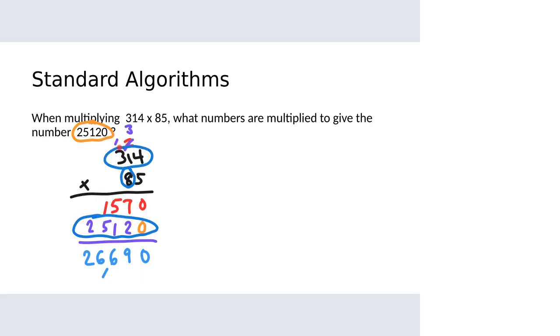And the key here is that it's not 8 times 314, it's 80 times 314, because that 8 is in the tens column. So 80 times 314 is what gave us this number. It's important to know that we bump over this place because we're multiplying by something that's already in the tens place. That's why we do that when we use the standard algorithm.